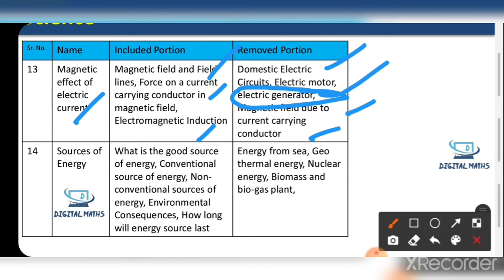Now we have to see chapter number 14, Sources of Energy, which is the included and which is the removed portion. What is a good source of energy? Conventional sources of energy, non-conventional sources of energy, environmental consequences, how long will energy sources last? These are included portions from chapter number 14. Now we have to see the removed portion from chapter number 14. Energy from the sea, geothermal energy, nuclear energy, biomass and biogas plant are removed from chapter number 14.